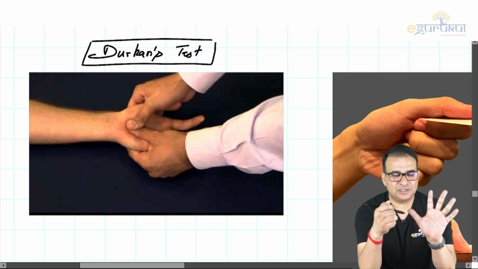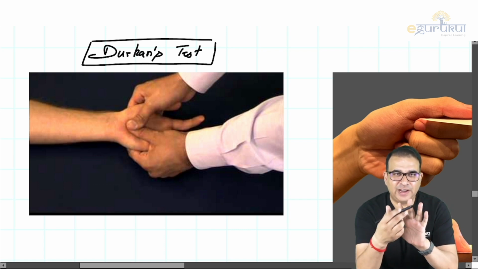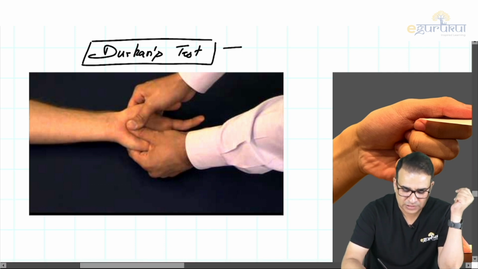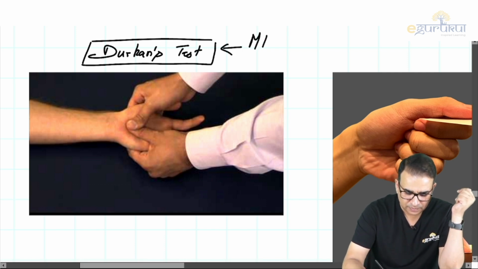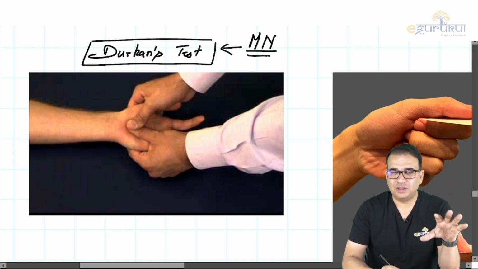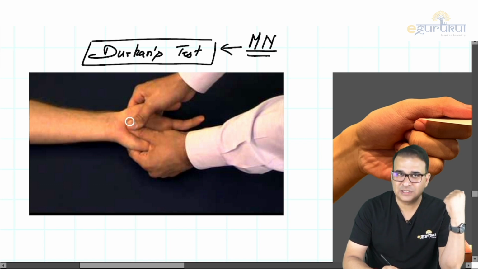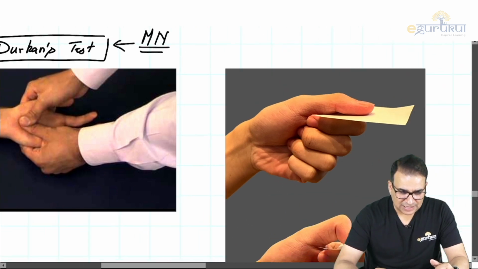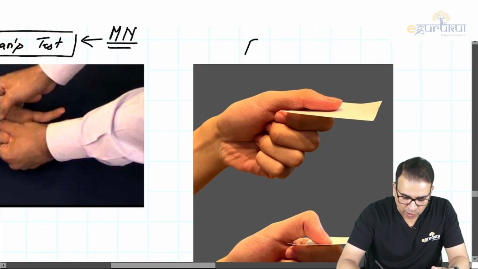If you have a tingling sensation in the lateral 3.5 fingers, then that is a positive Durkan sign, and a positive Durkan sign is obviously for the median nerve, because you're compressing the area over the carpal tunnel. That is basically where the flexor retinaculum is, and you're compressing the median nerve in that case. Whereas in the other case, because this was also given in the options, this is nothing but Froment's test or Froment's sign.